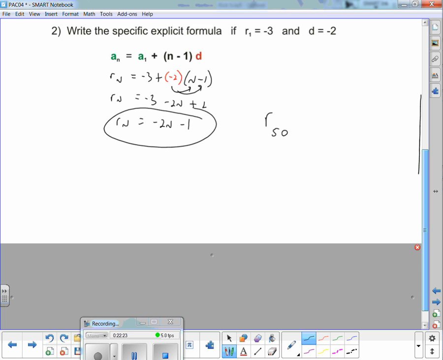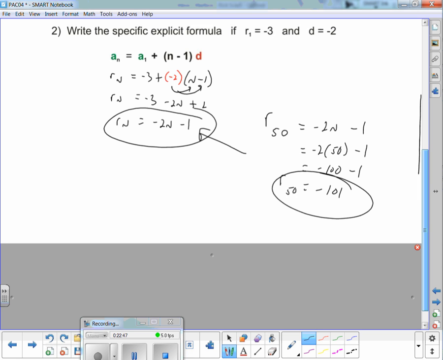Close. I think you did too much in your head, though, unfortunately. So R sub 50 is going to be the negative 2n minus 1, right? And so it's going to be a negative 2 times 50 minus 1. We already have the explicit formula, right? And the specific one. So it's going to be a negative 100 minus a 1, and R sub 50 is negative 101.